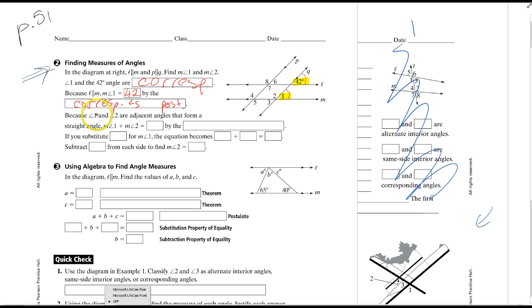So now, since angle 1 and angle 2 are adjacent angles that form a straight angle, or that form a line, the measure of angle 1 plus the measure of angle 2 has to be 180 degrees. And that's actually the angle addition postulate. I bet you thought it was going to be the definition of supplementary for the reason here, but this is angle addition.